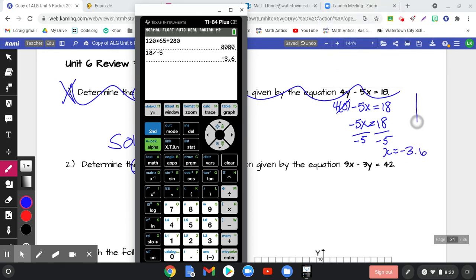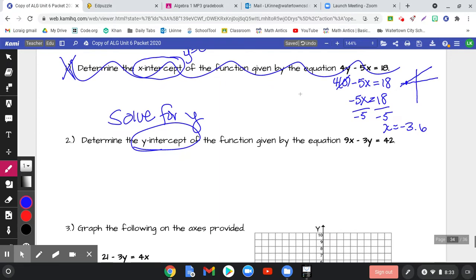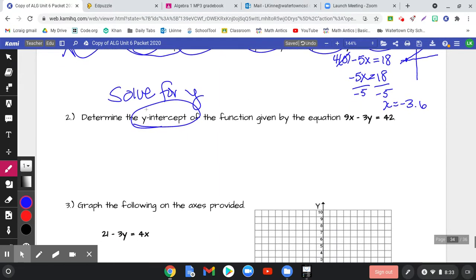So if you're looking at that on a graph, it's hitting about here. Whatever that line might look like. So it'd be the point negative 3.6, 0. Again, that's not something that you're going to need this year. It was just something extra I added in. You did not have to do that question.